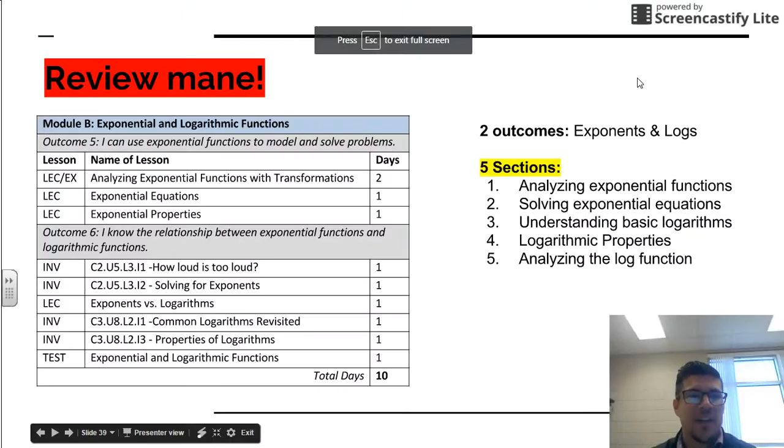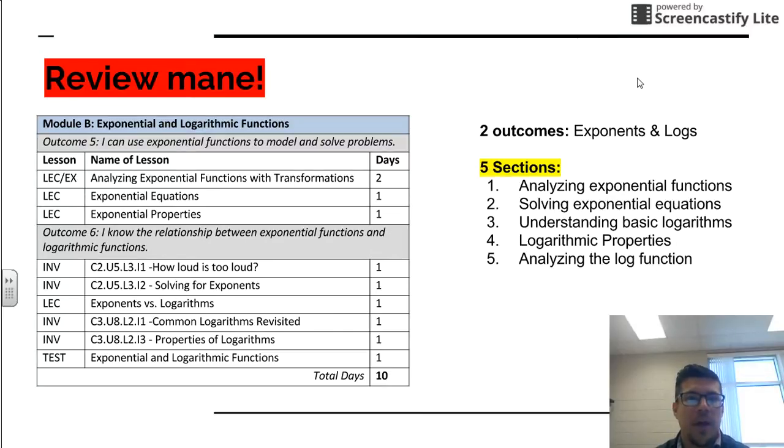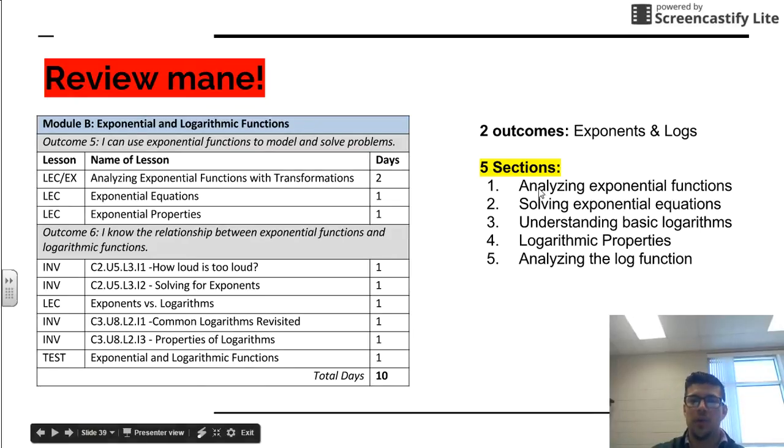Hey guys, so this is your review for Math 3 for Module B, Exponential and Logarithmic Functions. Okay, so the test is going to assess you in 5 areas, all right? 5 sections. Number 1, analyzing exponential functions. Number 2, solving exponential equations. 3, understanding basic logarithms. 4, the logarithmic properties. And 5, analyzing the log function, bringing everything back together.